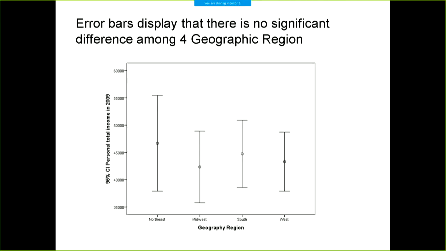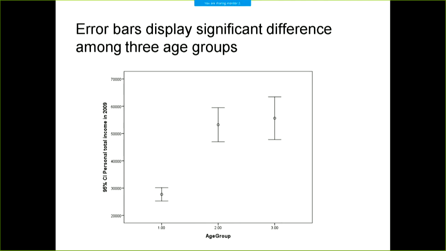Okay, and now the next picture shows the error bars with significant difference. Here I still compare the personal total income but over 3 age groups. I make the young group here, middle age and older age here. So you can see that group 2 and group 3 have significantly higher personal total incomes compared to this younger group. But there's no significant difference between those 2 groups.